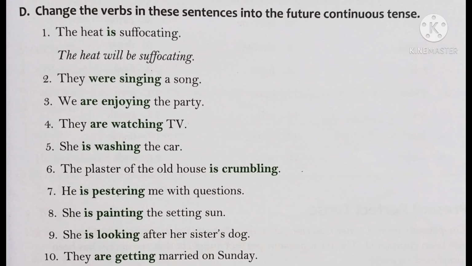Exercise D. Change the verbs in these sentences into future continuous tense, given on page number 79. The first one is already changed. The heat is suffocating. And it will be changed to the heat will be suffocating. Number 2. They were singing a song. So they will be singing a song.